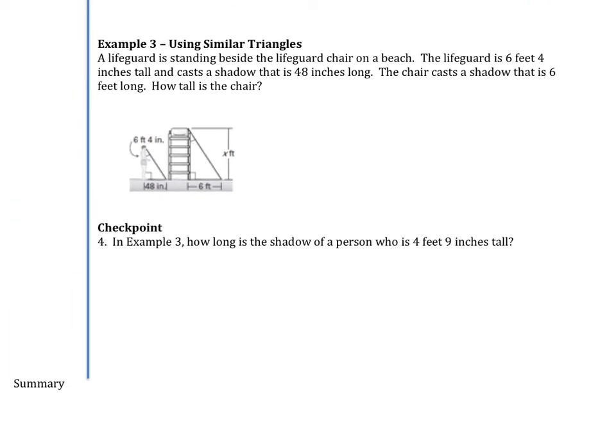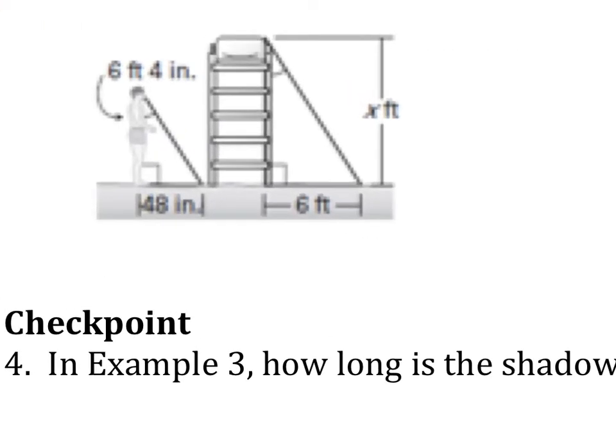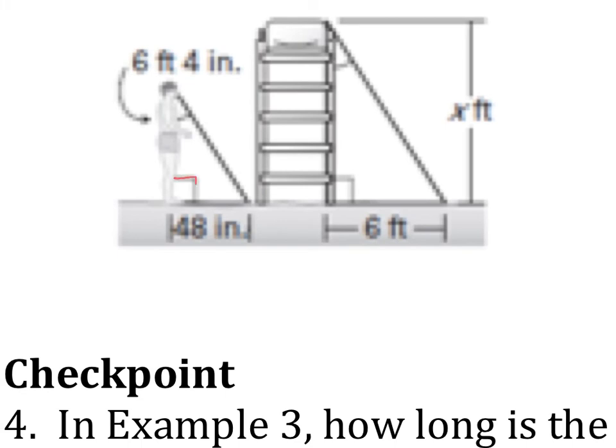All right. And in example 3, it says a lifeguard is standing beside the lifeguard chair on a beach. The lifeguard is 6 feet 4 inches tall and casts a shadow that is 48 inches long. The chair casts a shadow that is 6 feet long. How tall is the chair? So what we have here is two similar triangles. I'm going to zoom in on this. They both are right angles, and they both have the same angle from the sun. So these are similar triangles.